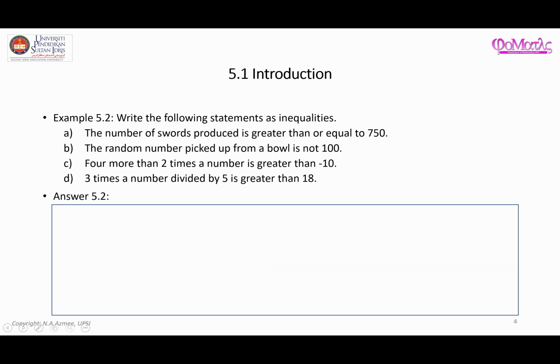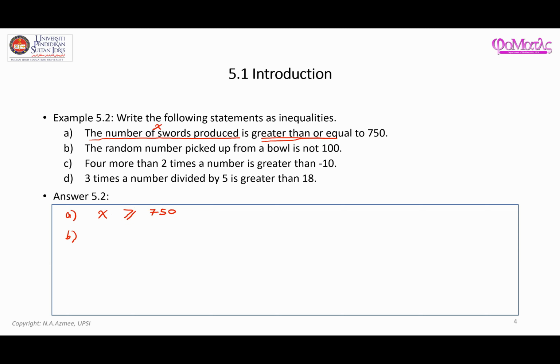Okay, so in this one, we are going to convert the statements into inequalities. Okay, so the number of swords produced is greater than or equal to 750. When you have such a long statement, you can always simplify it by representing it with an alphabet. So here we will have, let's say, x. So x represents the number of swords produced. So x is greater than or equal to 750.